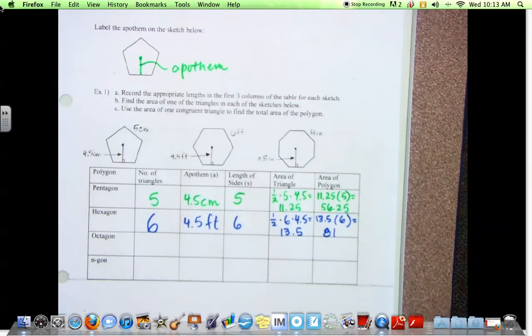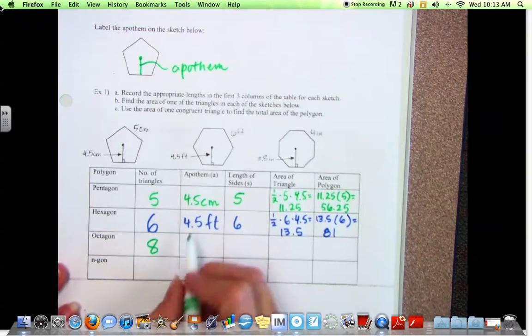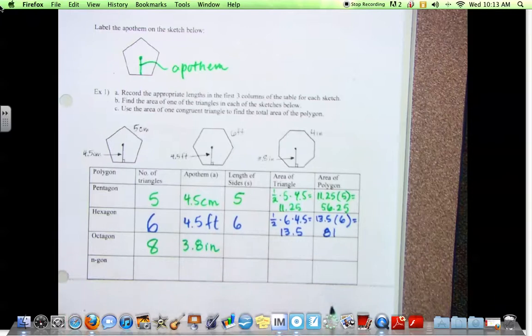The octagon has how many triangles? 8. It is an apothem. Kind of like possum, yes. Awesome. What's the length of the side?